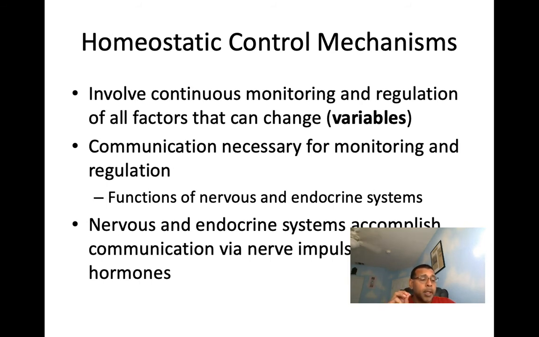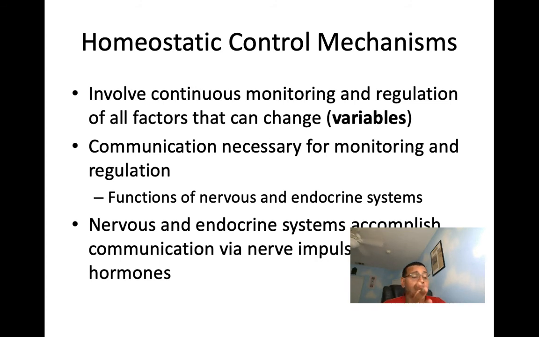And these three components will include, number one, a receptor. Second will be a control center. And then third will be the effector. And we'll go through each of those.